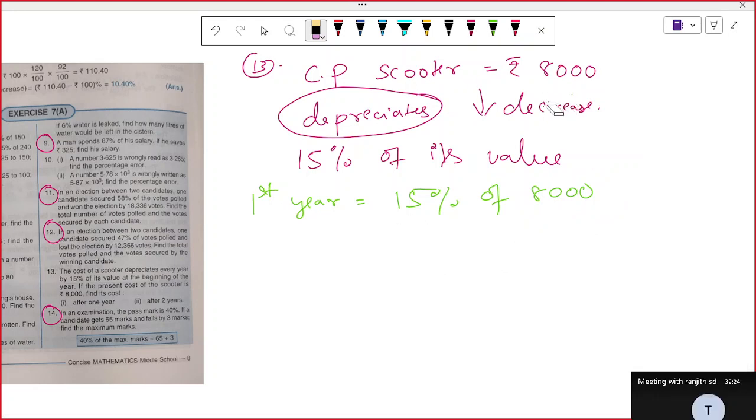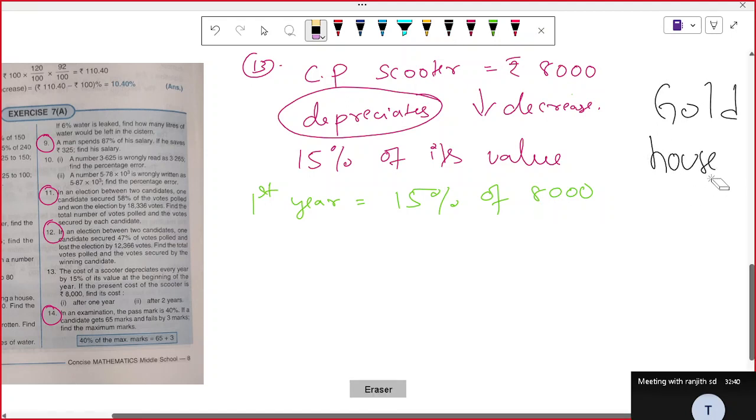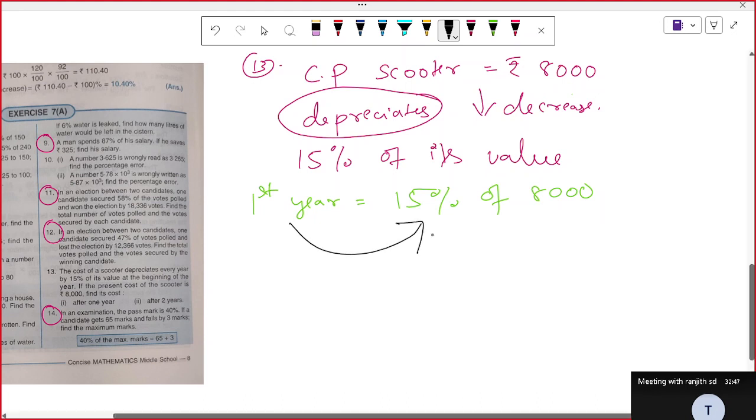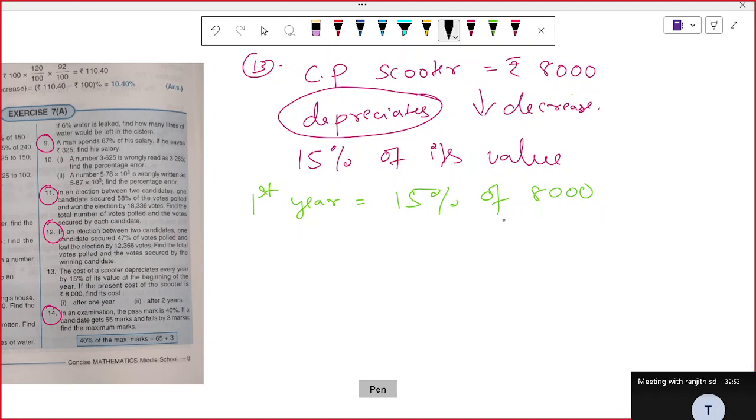Okay, any product, students, not only a scooter, your mobile phone, any material, the value will decrease. Assets' value will increase, for example gold, house, all this value year by year will increase. Apart from this, your mobile phone, scooter, laptop, everything, the value will decrease. So for the first year, what is the decrease? How much percentage is being decreased? 15%. 15% of what? Of its value, its cost, 8,000. 15% of 8,000 is being reduced.